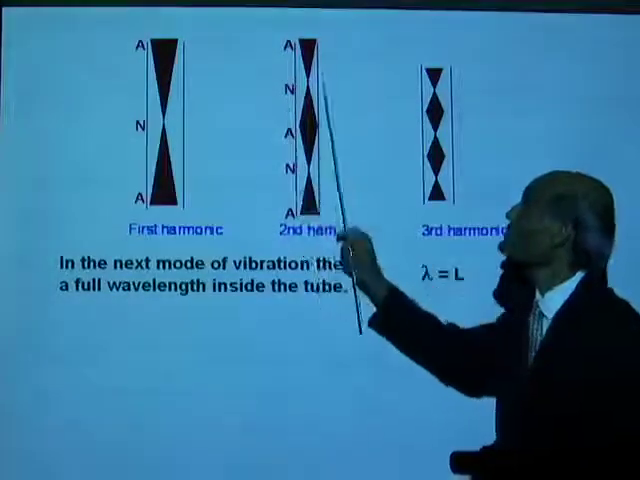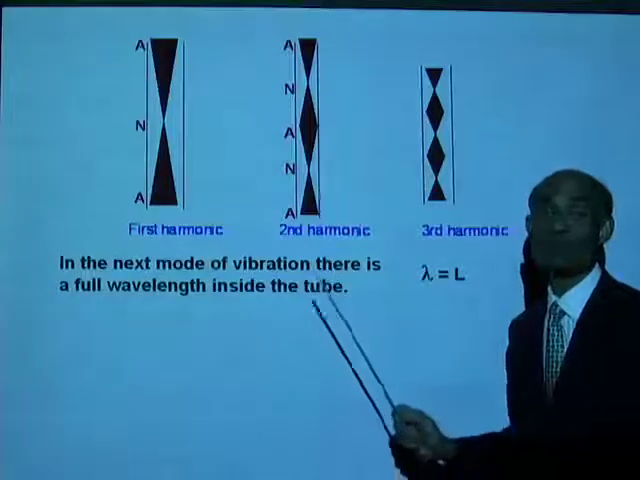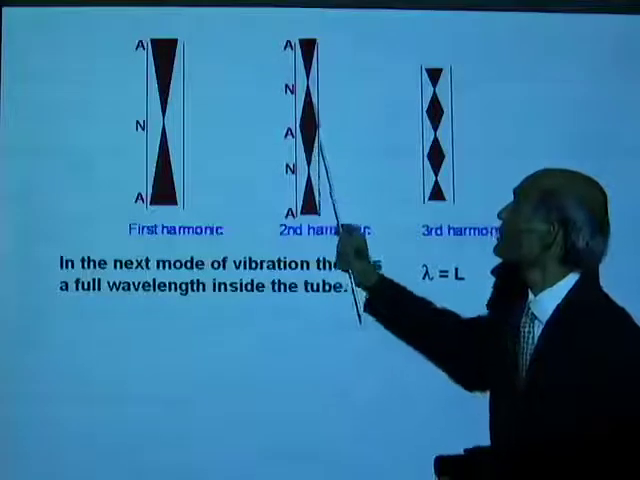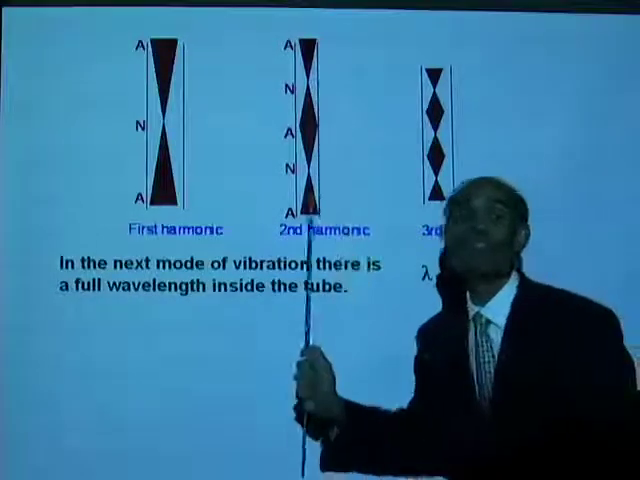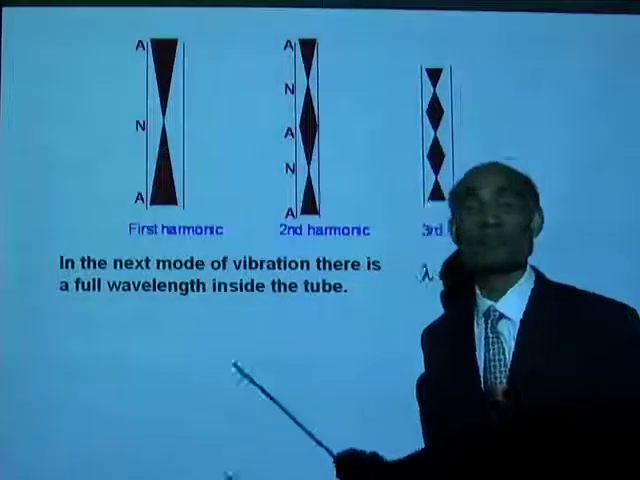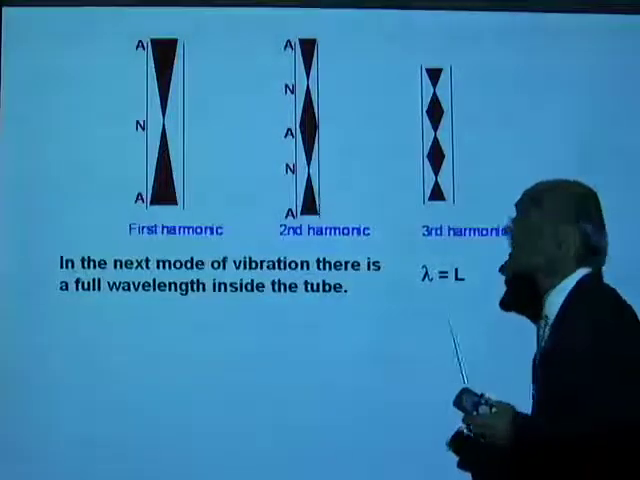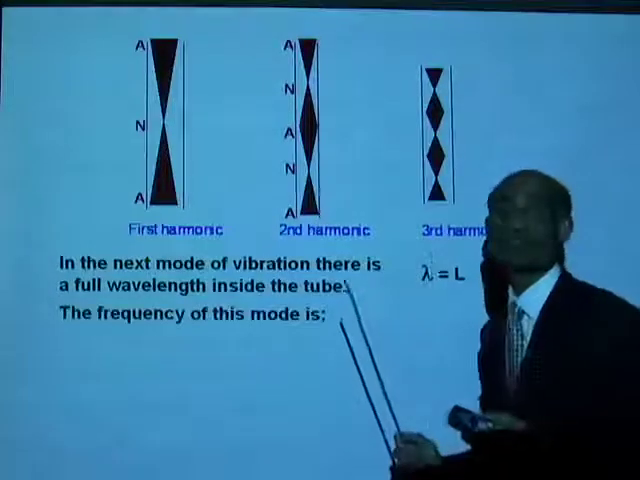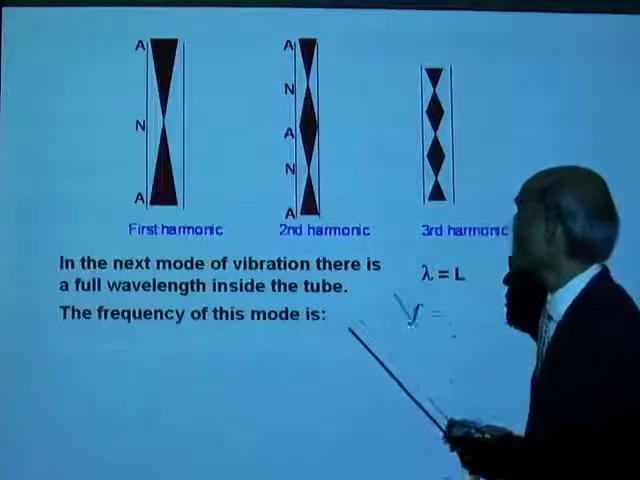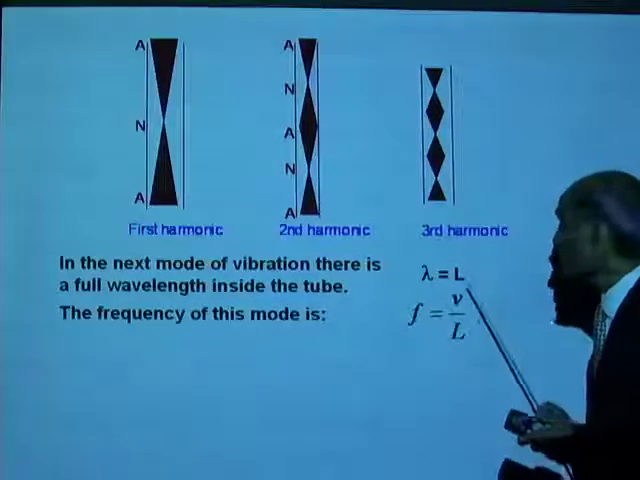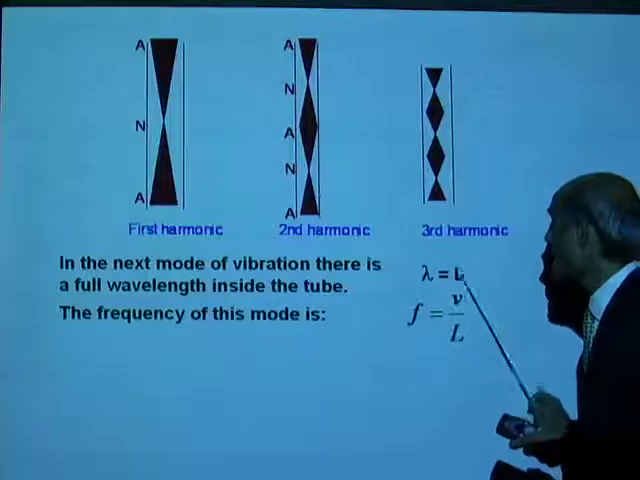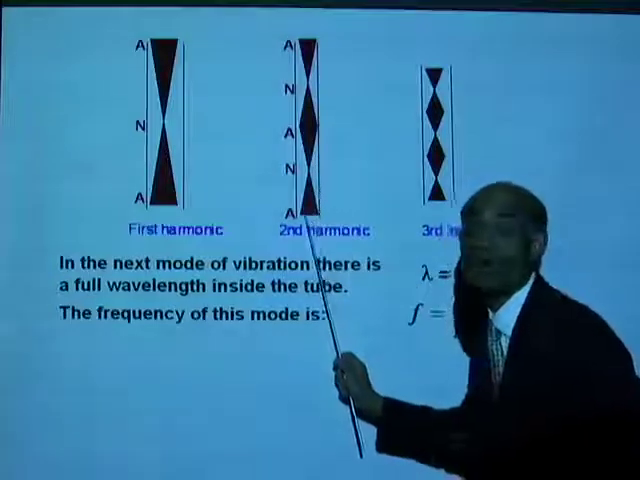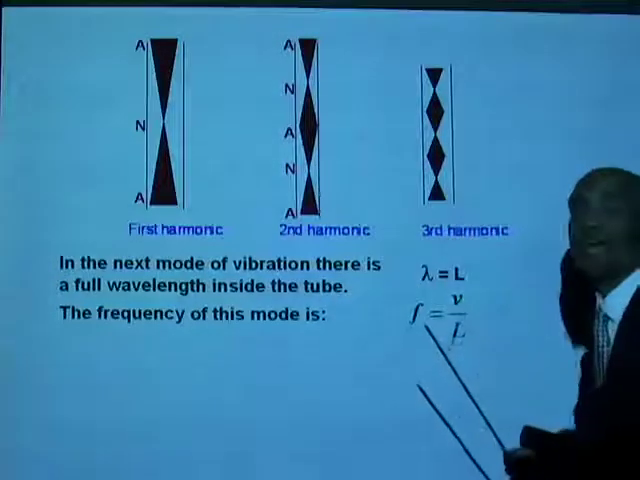Now, look at the next mode of vibration, the second mode of vibration. There you have 1/4, 2/4, 3/4, 4/4 of a wavelength inside the tube. In other words, the length of the tube equals one wavelength. Wavelength equals the length of the tube. Therefore, the frequency of this mode will be, again, frequency is V over lambda, lambda equals L. So the frequency of the second mode of vibration is V over L.